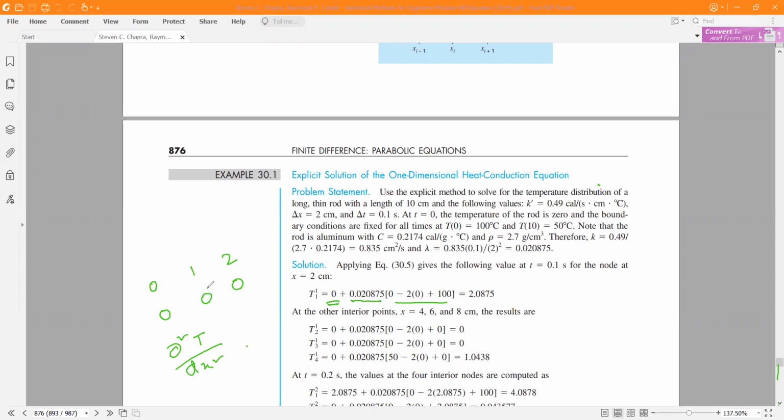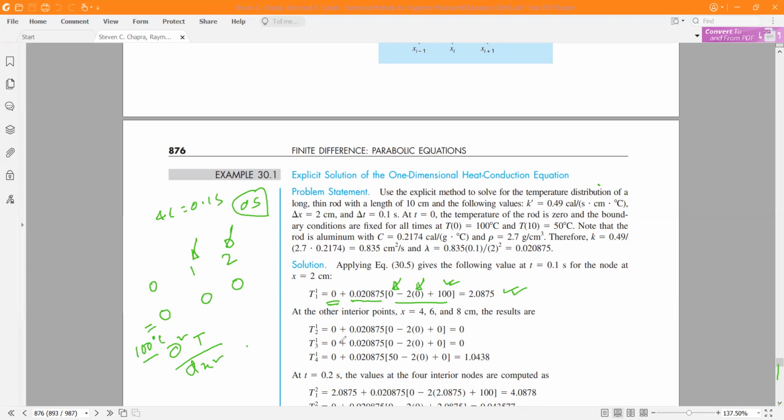Because the neighboring node points are taken from the previous time, with present time del T equal to 0.01 second, your previous time was 0 second, and that is the initial conditions. So the initial conditions of temperature at 1 and at 2 are all 0. Now at 0, the left-hand side, the temperature was kept at 100 degrees Celsius. In this way, your T1 is calculated.